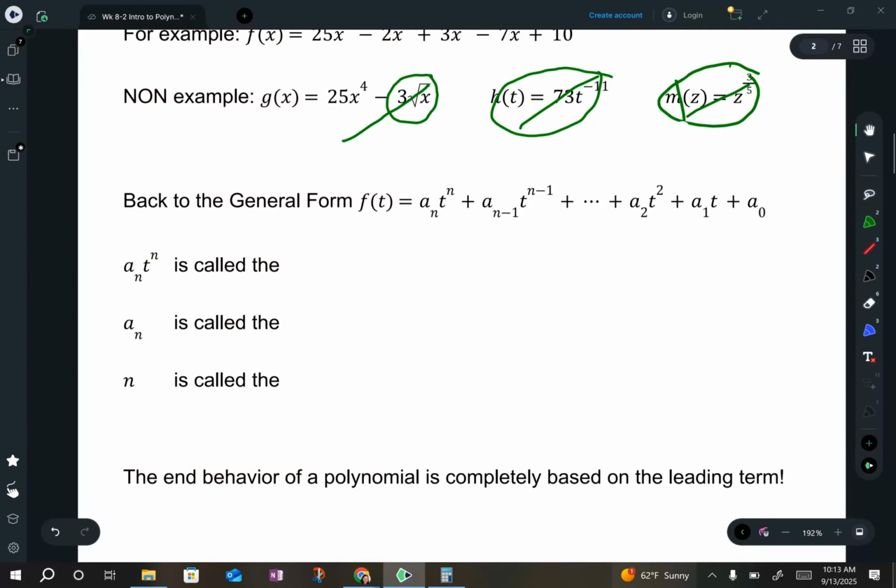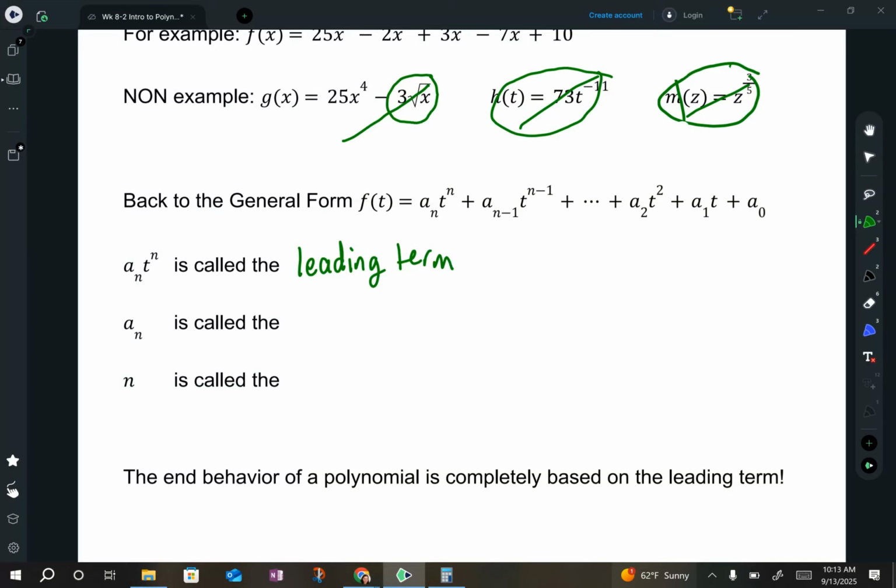All right, so if we look at the general form of a polynomial, that a sub n t to the n is called the leading term, and a sub n is the leading coefficient, and n is the degree. So those are all words you're going to need to know about polynomials. And the end behavior of a polynomial is going to be completely based on that leading term.